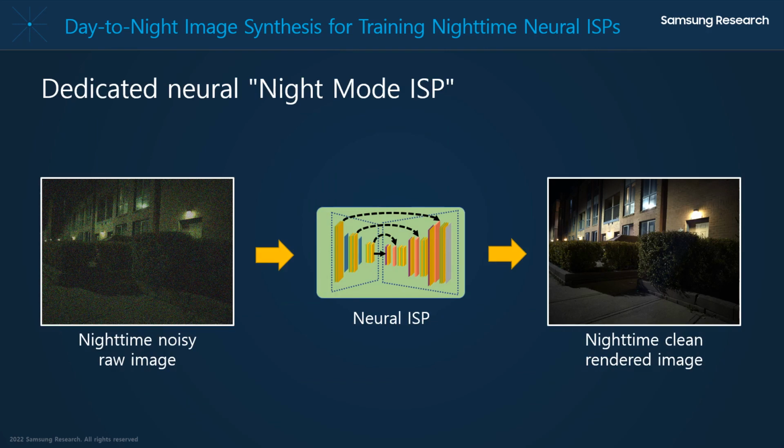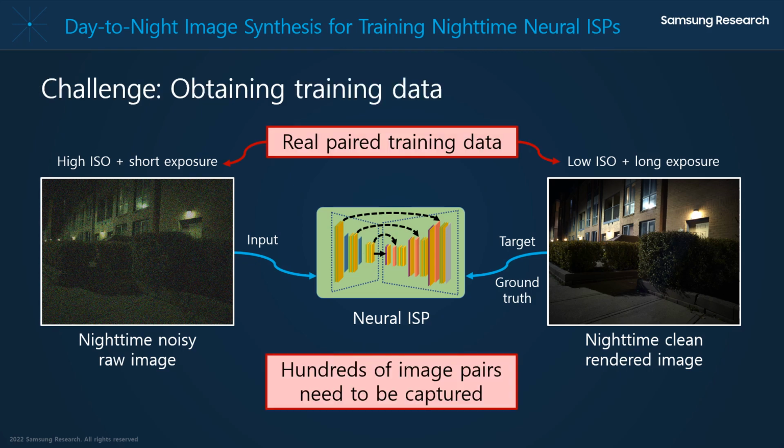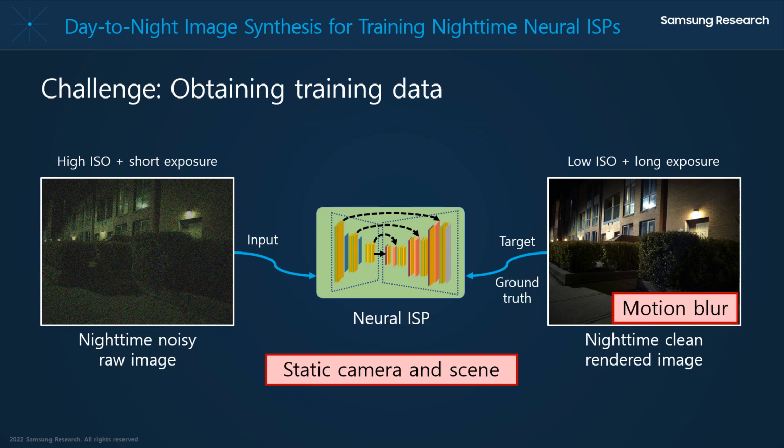Many flagship smartphones now use a dedicated neural night mode ISP to render the noisy raw data and produce a clean nighttime image. The neural ISP is trained using pairs of noisy and clean images. It is very challenging to obtain such real paired training data. Typically, hundreds of image pairs have to be collected. The camera and the scene have to be static to avoid motion blur.